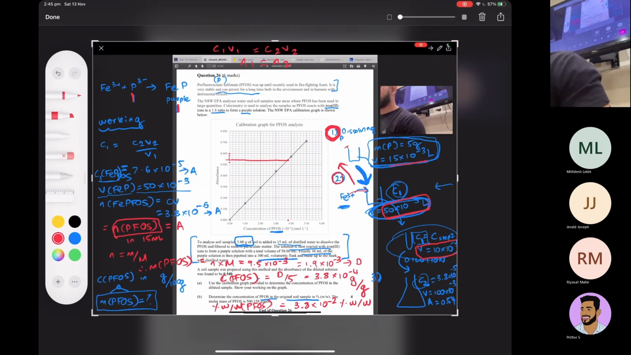You need to be very cautious. We didn't use this 10 ml here, so I wouldn't count that. We did use a 50 ml, and that 50 ml is to 4 sig figs.